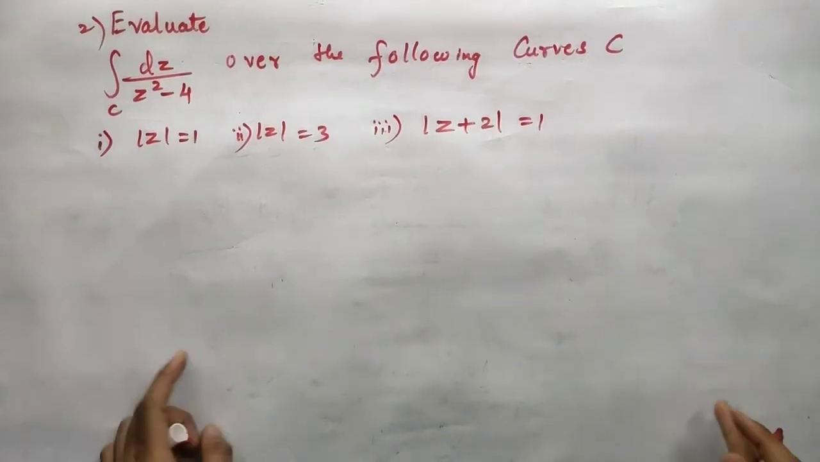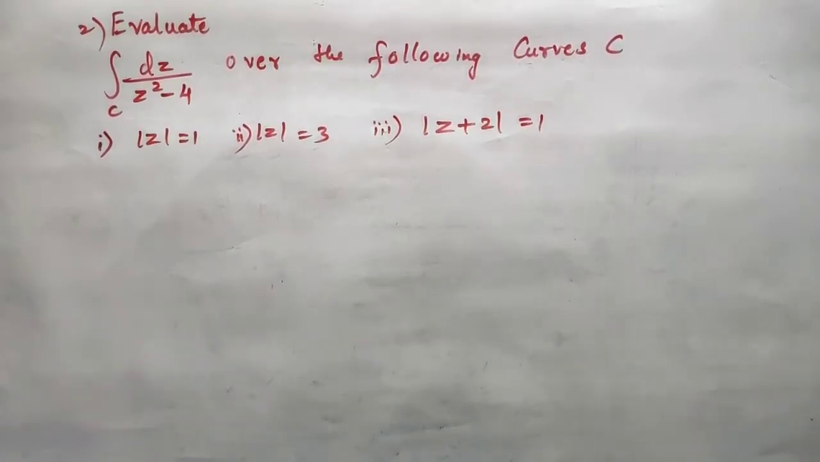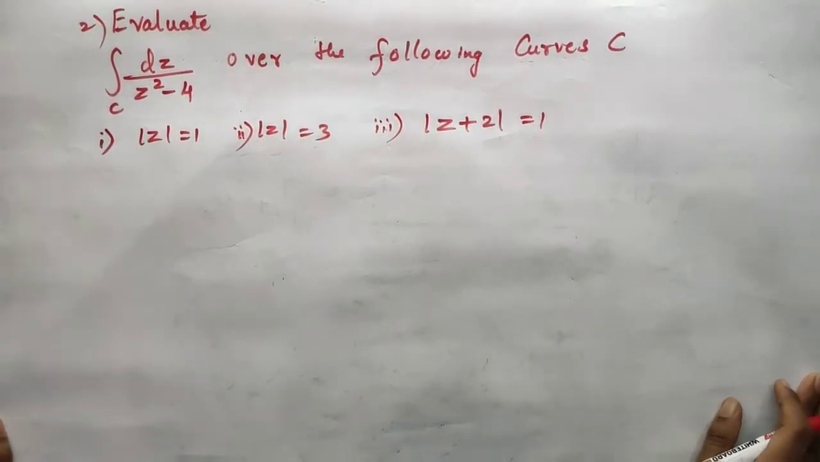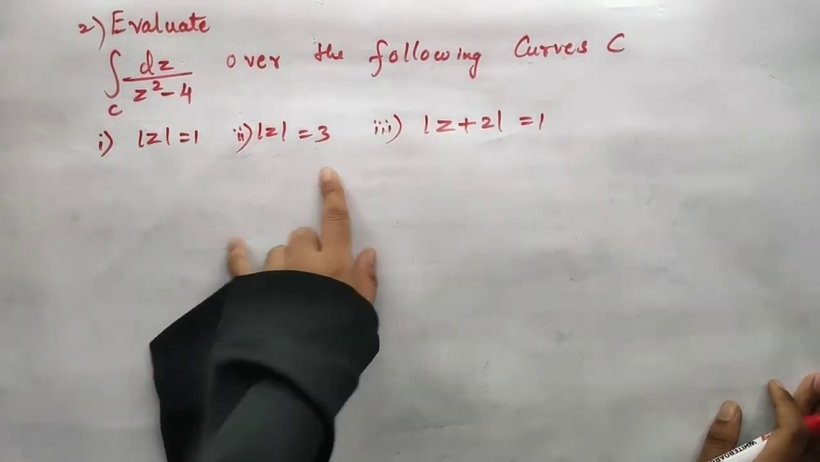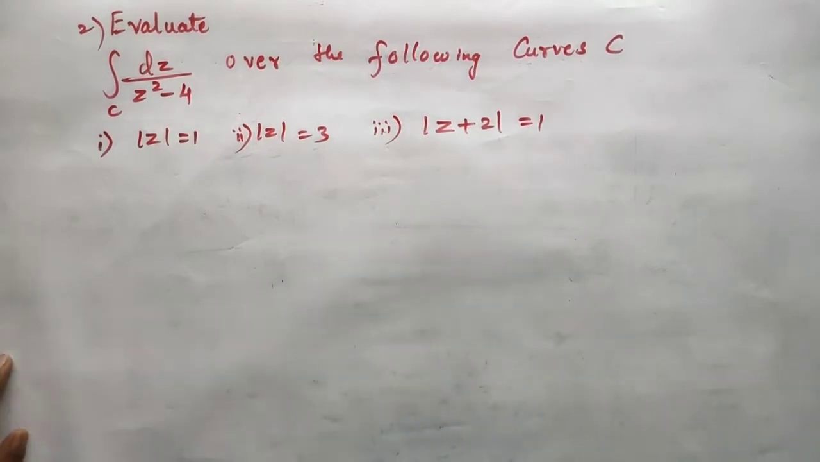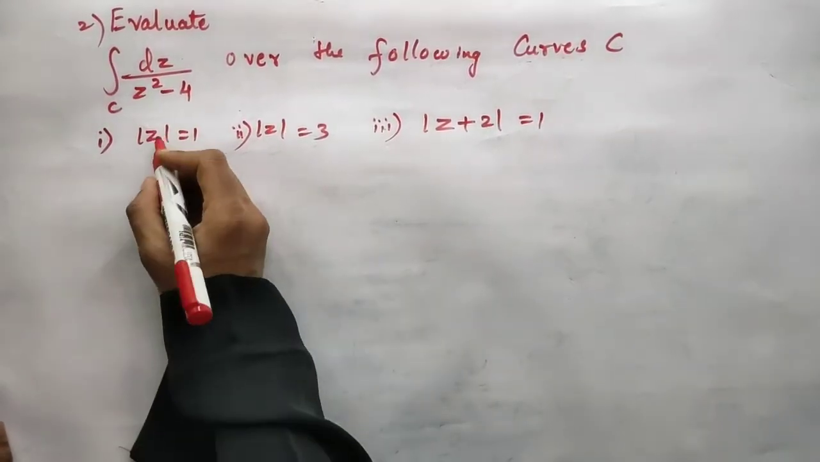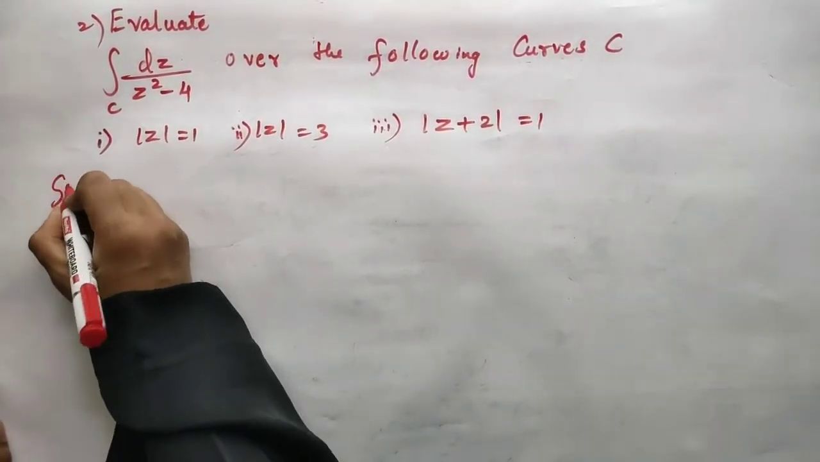Let us continue with one more problem on Cauchy's integral formula. So here is one more, that is, evaluate the integration over the curve C of f of z dz divided by z square minus 4. The curves C are the first curve this, then next this. We have already solved one problem of this type. Now I have to first discuss along with that. First we'll take the initial points.